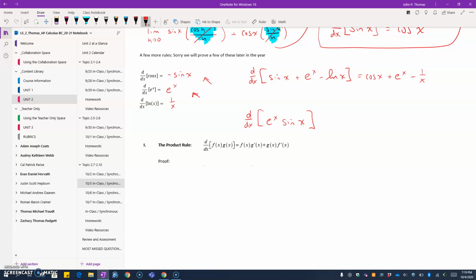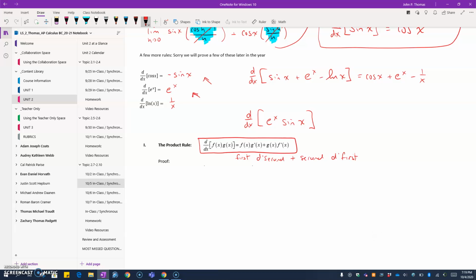So first thing we're going to do is prove this rule, which says that the derivative of a product f of x times g of x equals f of x times g prime of x plus g of x times f prime of x. A lot of times to remember that, we'll say first d second, so first function times the derivative of second function, plus second d first. Second function times the derivative of the first function.